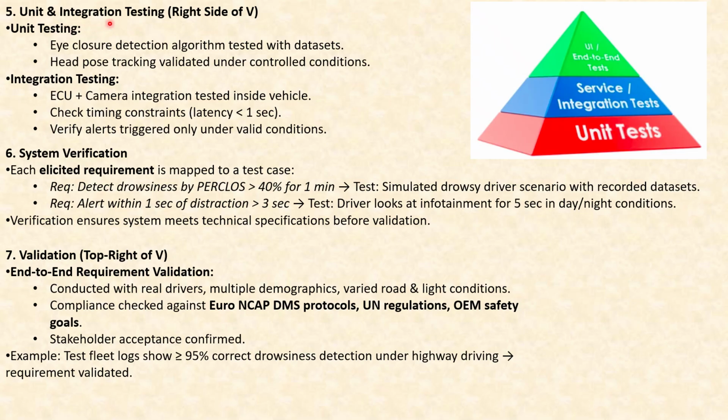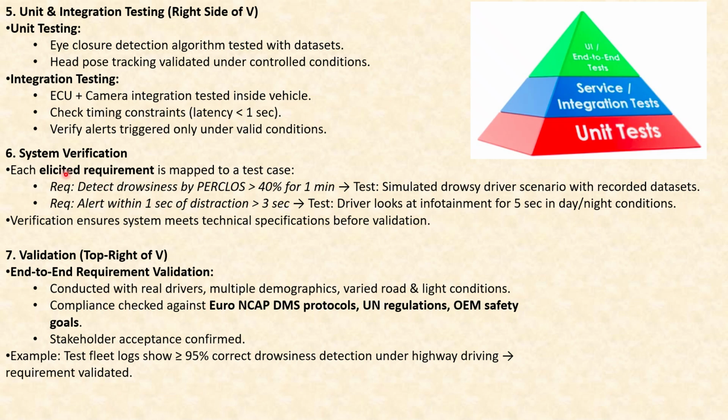Now, talking about the unit and integration testing. Unit testing: when it comes to eye closure detection, the algorithm is tested with data sets, and head pose tracking is validated under controlled conditions. So under unit testing itself, these two applications can be tested. Now talking about the integration testing: ECU plus camera integration is tested inside the vehicle, checking timing constraints, latency less than 1 second, and verifying alerts are triggered only under valid conditions. All right. So when it comes to unit and integration testing, we immediately transfer to the right side of the V model.